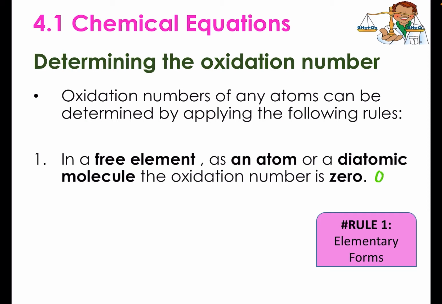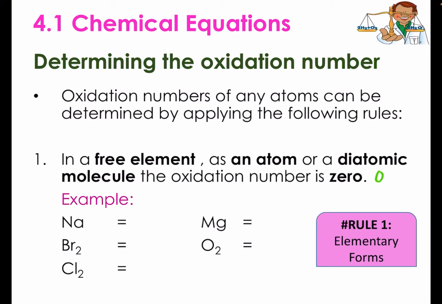So, I've got a few examples. For example, saya ada example sodium atom, magnesium atom, and I also have a few molecules, which in this case are diatomic molecules: Br2, O2, and also Cl2. So, all of these adalah free element as an atom ataupun a diatomic molecule. So how do you determine the oxidation number? Remember, it will always be 0. So you put it as your answer in this form, 0. Same for all of them. So this is what it means from the first rule.